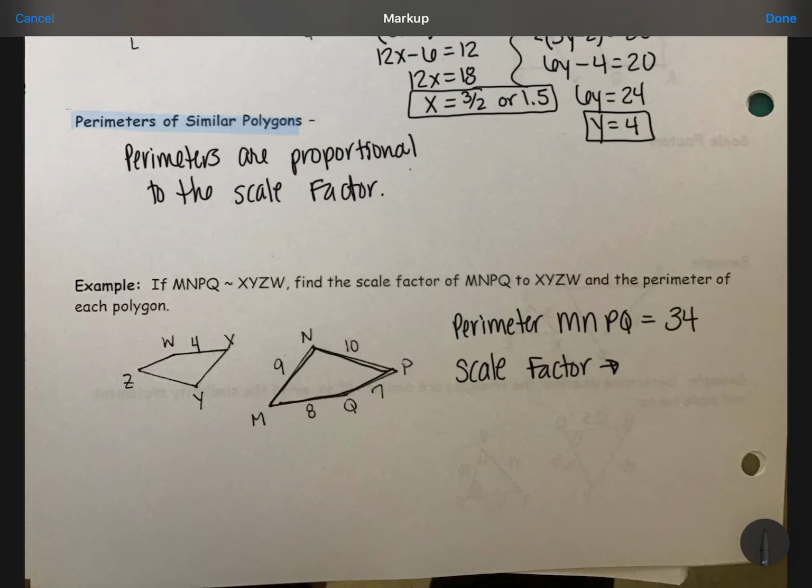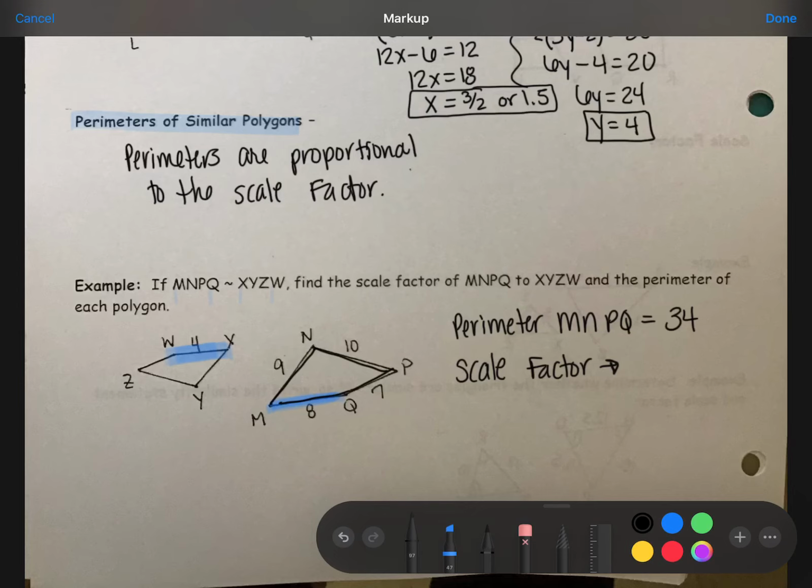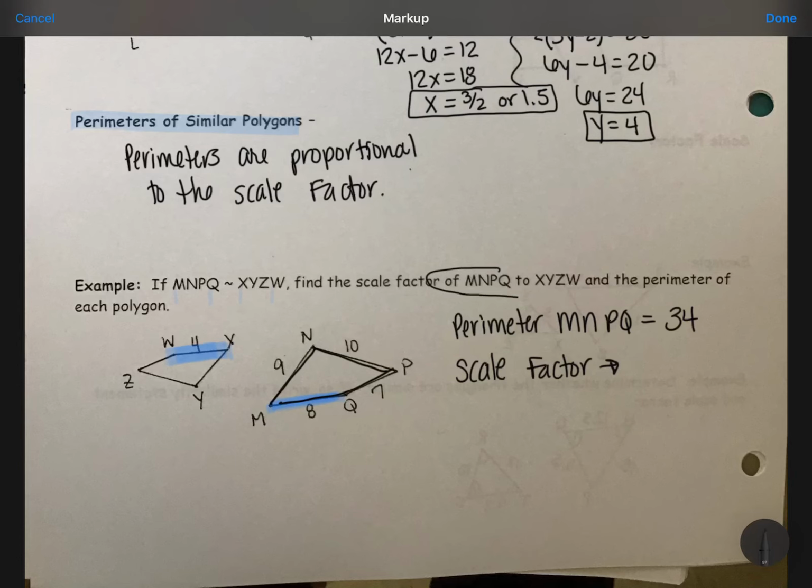The scale factor is going to be, let's see here, WX corresponds with, if I look in my similarity, I got WX is the first and last letter, so it corresponds with MQ, which is 8. So WX corresponds with MQ, so 4 over 8, or 8 over 4, it does not matter. But in here it actually does, because they told me the scale factor of MNPQ to XYZW. So I do want my bigger figure on top, so that's 8 over 4, which is 2. So my scale factor is 2 in this example.